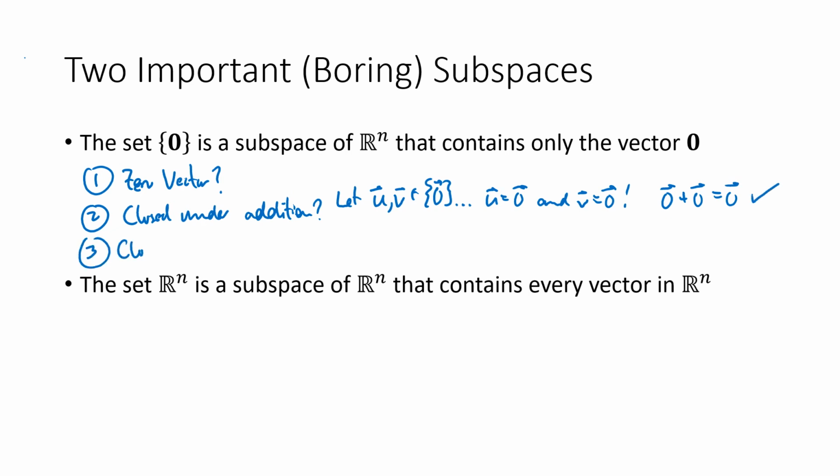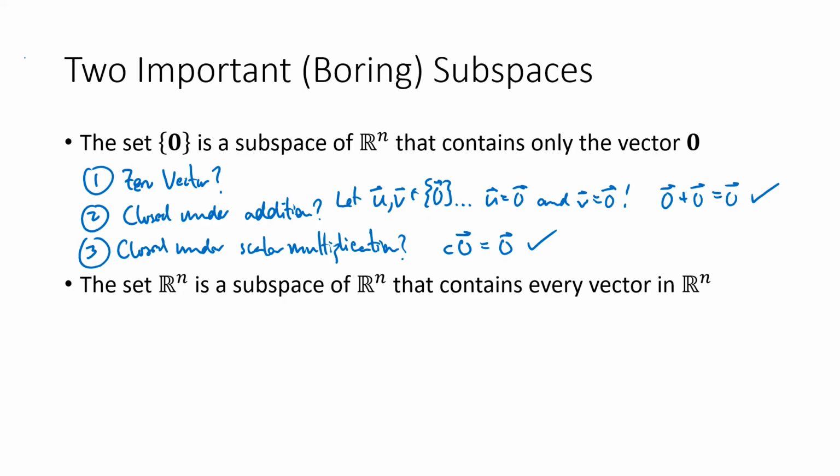Similarly, to show that this is closed under scalar multiplication, if we pick a vector out of this set, the only thing we can pick is the zero vector. And if we multiply the zero vector by any scalar, we just get the zero vector again. So there's not really much going on there, but again, this does count as an example of a subspace that we will encounter as we keep studying this stuff.